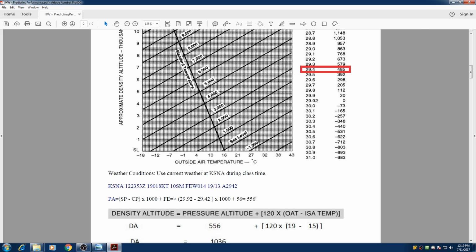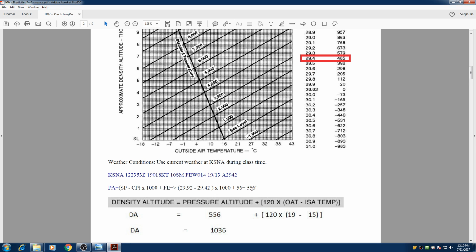The next method is by using the formula. The formula for pressure altitude is standard pressure minus current pressure, times 1000, plus field elevation. So 29.92 minus 29.42, this is the current, times 1000, plus field elevation, gives you 556. And now that we found our pressure altitude, we can calculate the density altitude.